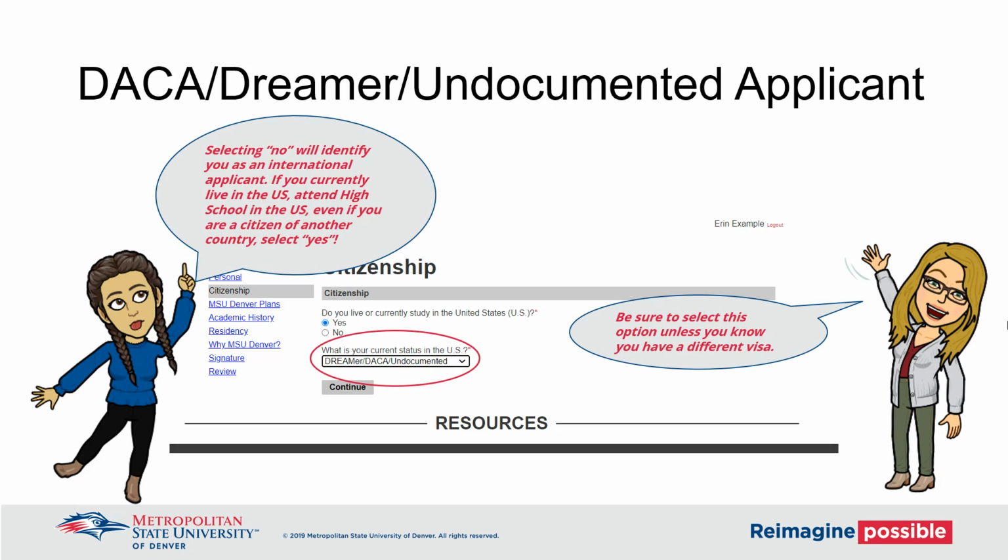If you are an undocumented student living or attending high school in the United States, answer yes to the first question so that you don't accidentally get classified as an international applicant. Then be sure you select the Dreamer DACA Undocumented option in the drop-down about your current status.